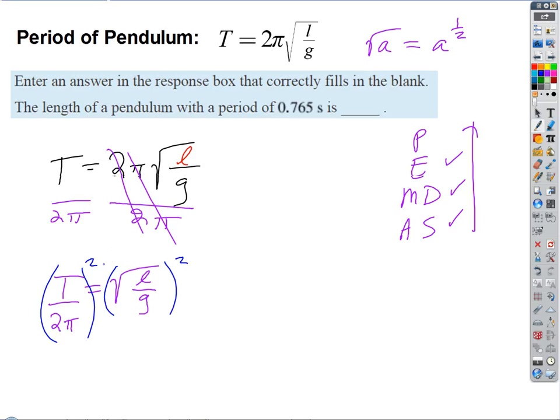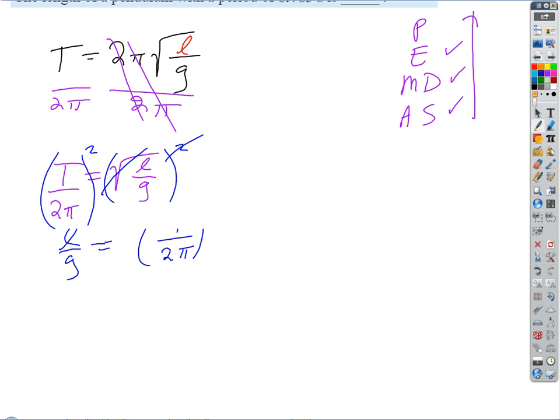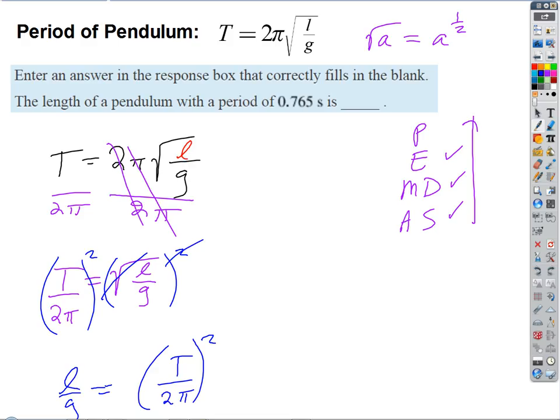So what does that do algebraically? It undoes the radical. I'm going to flip this around so the L is on the left side. So we get L over G equals the quantity T over 2 pi, squared. Last step? Where do the parentheses come in? They're right there, they're implied. Why are they implied in this case? Because L over G has parentheses around it, because you're squaring.